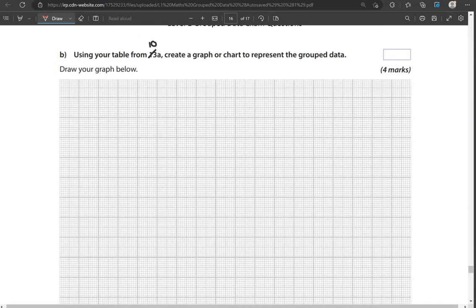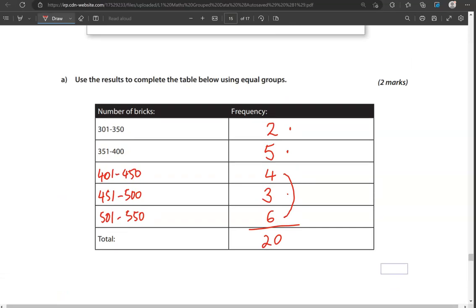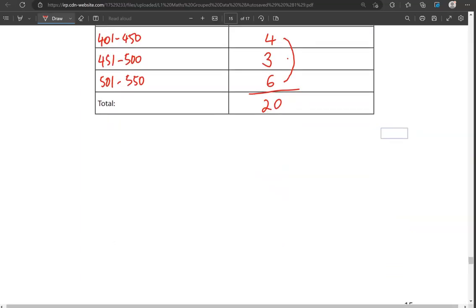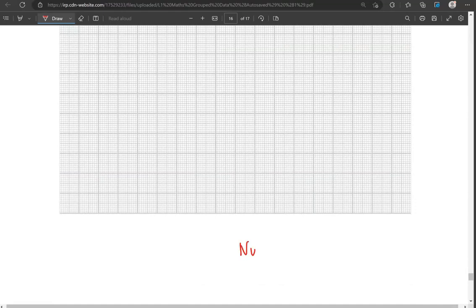Using your table from 10a, the question we've just done, create a graph or chart to represent the group data. Draw your graph below. So as always, horizontally we'll show number of bricks, the groups, and we have 5 groups. We have 18 squares. So I can make each bar 3 squares wide.